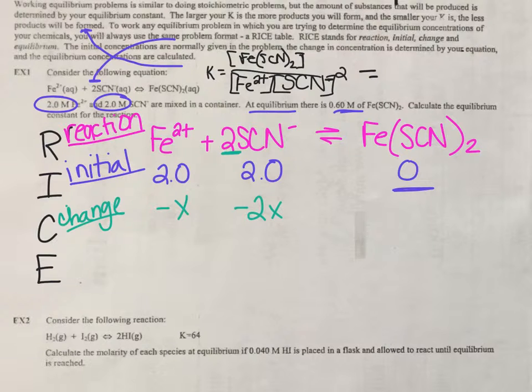All right. But our products, what do we know our products are doing? They're not decreasing, they're increasing. So we're going to go plus x. There's no coefficient here, so we're just going to leave it plus x. If you want to put in the ones to make more sense to you, you can do that. Okay. All right. Cool. So that's the change line. You got to use x.